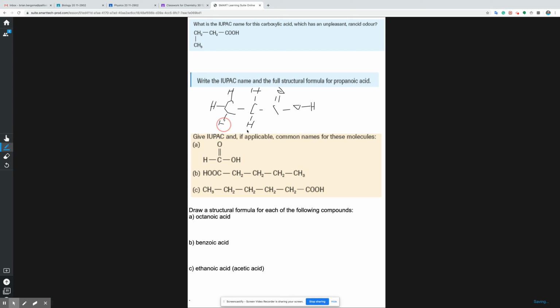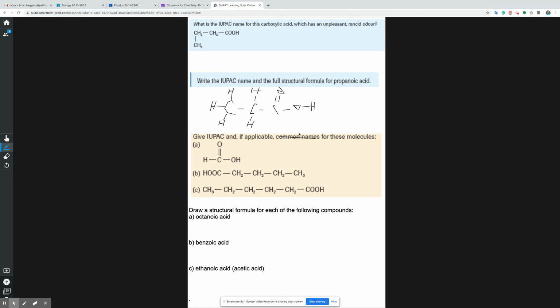Like so. Okay, so this would be propanoic acid. Okay, here give the IUPAC and, if applicable, common names. We don't have to worry about common names. We just have to worry about IUPAC names. Okay, and so this has one carbon chain, so it's methanoic acid.